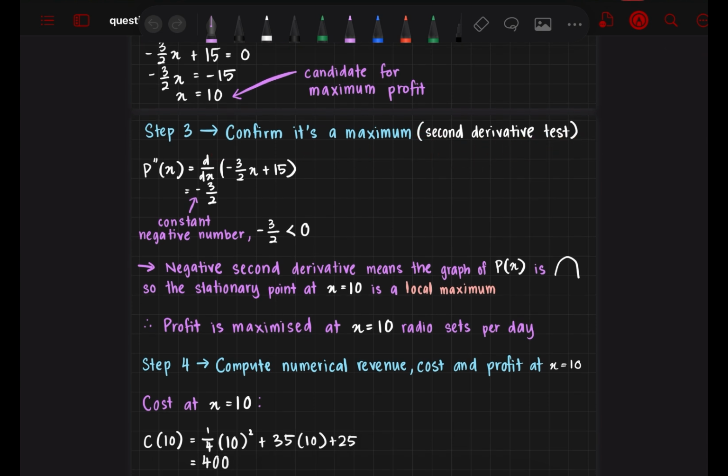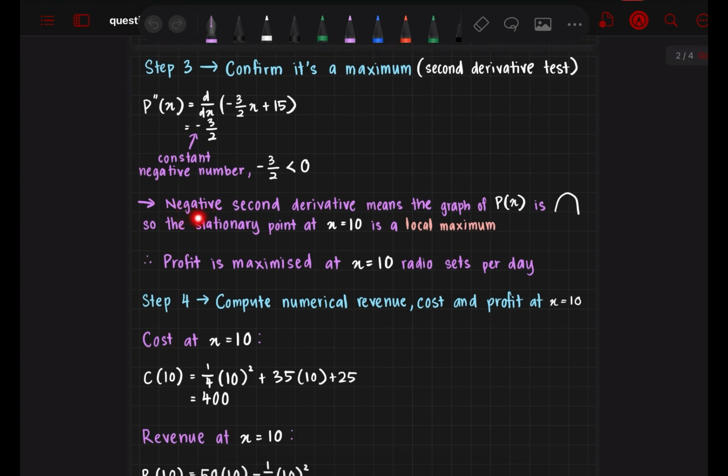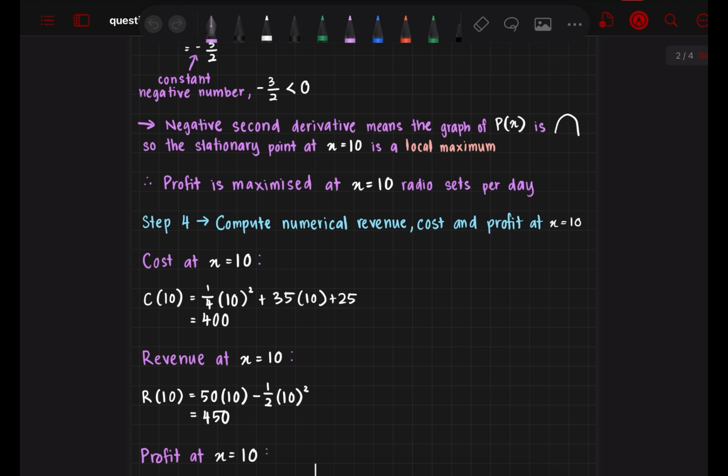So we differentiate again and we will get negative 3 over 2. Since negative 3 over 2 is a constant negative number, a negative second derivative means that the graph of P(x) is concave downwards. So the stationary point at x equals 10 is a local maximum. So profit is maximized at x equals 10 radio sets per day.